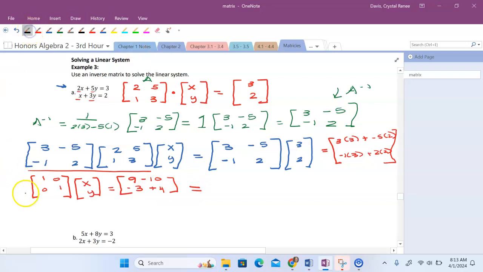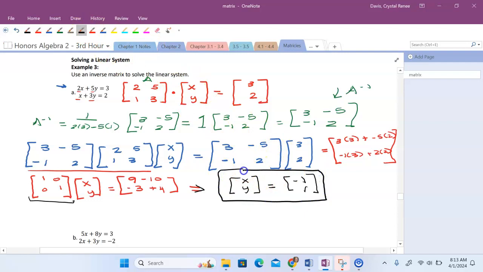All right, now remember, if I multiply anything by my inverse matrix, it's just itself. So I'm left on the left with just x over y equals, well, this is 9 minus 10 is -1. -3 plus 4 is a +1. So this is my final answer right here. Or this means that x is -1 and y is 1. That's all that means.